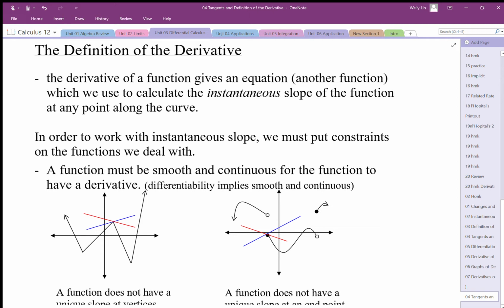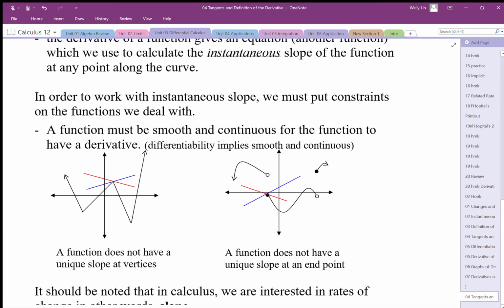Now, in order to get instantaneous slope, or in other words, the derivative, we must have some constraints on this function because there are some points of graphs where we cannot find instantaneous slopes. For example, and we kind of alluded to this before, there's this bend or kink in the graph here. At that point, there's no distinguishable slope. In fact, if we use a limit, the slope coming from this side looks like that. Slope coming from the other side looks like that. And the two slopes do not meet at any point. So these bends or kinks in the graphs are not permissible.